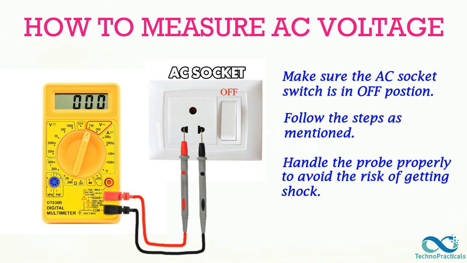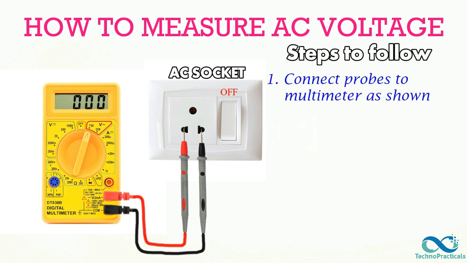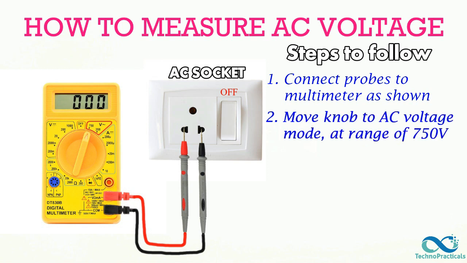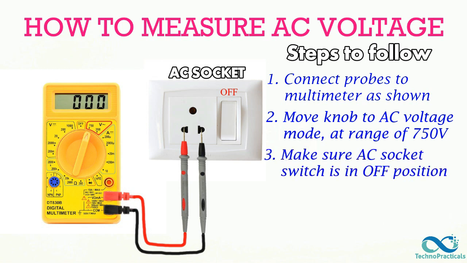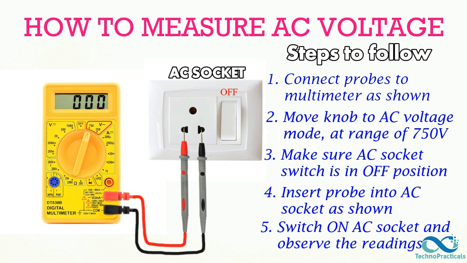So now let's begin with measurement of AC voltage. Follow the steps as shown below. Firstly, connect the probes to the multimeter in the position shown. Move knob to the AC voltage mode at the range of 750 volt in your multimeter. Make sure AC socket switch is in off position. Insert the probes into AC socket as shown. Switch on the AC socket and observe the readings on multimeter.